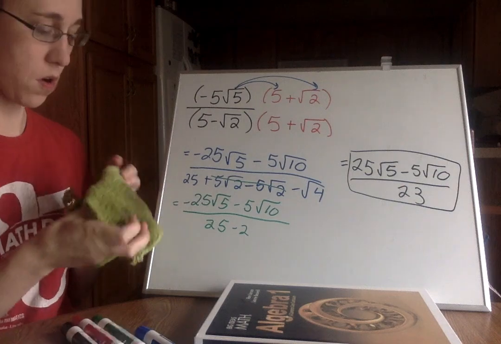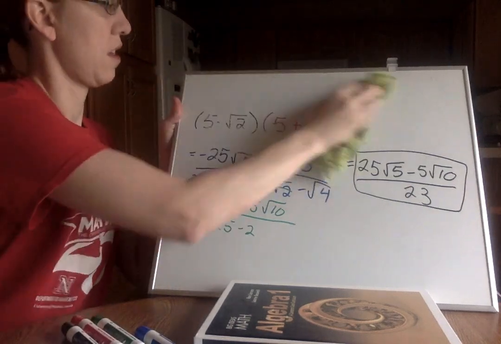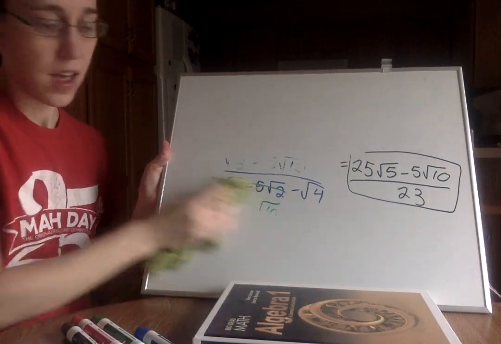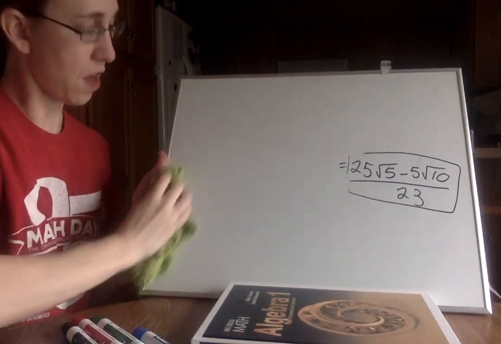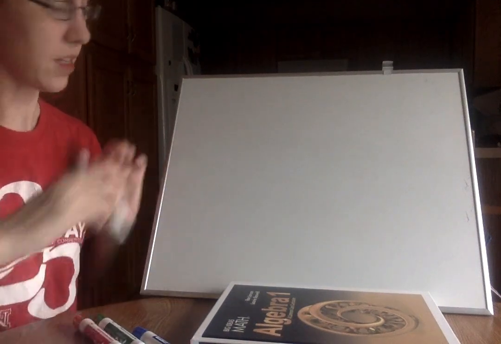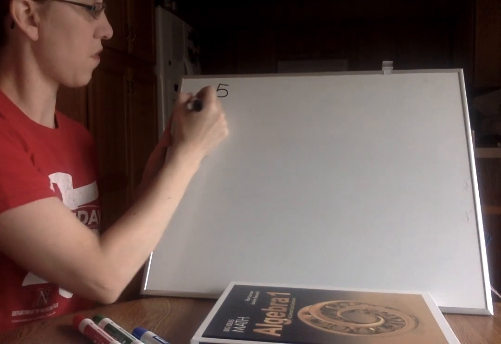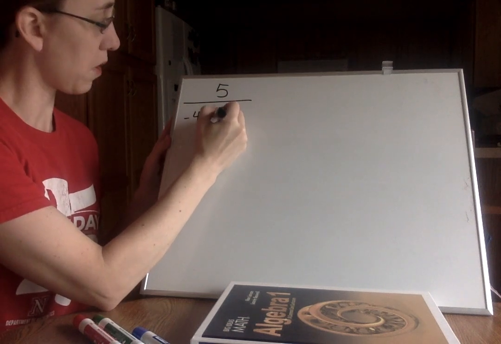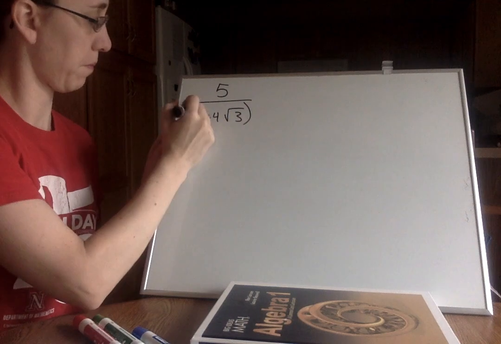Okay, let's try a couple more. I know these ones are tricky. So we'll do another one where there's just a single monomial on the top. Maybe we'll do a little easier one that doesn't have a root. So 5 over -4 plus 4 square root 3.